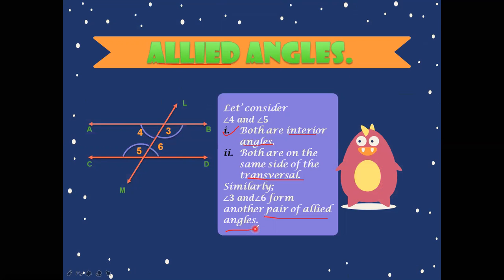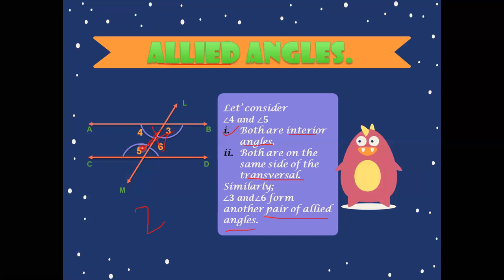So how many pairs of allied angles are there in a Playfair axiom? The answer is 2. The first one is 4 and 5 and the second one is 3 and 6. And in this figure, if I ask you what the alternate angles will be, it will be this one and this one. So this is the topic for today's lecture: allied angles, corresponding angles and alternate angles.